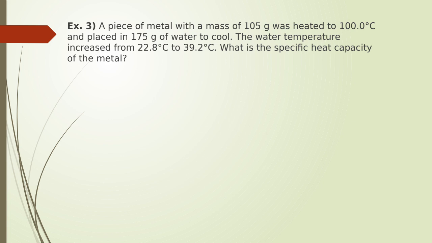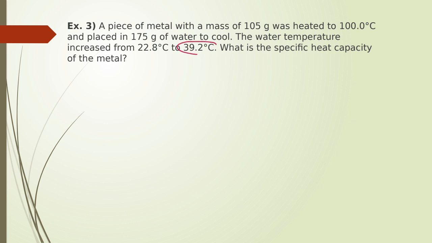Here's another good example that is an application of our MC delta T formula. So what they're doing here is they're taking a piece of metal with a mass of 105 grams, and it's hot, it's 100 degrees C, and they're going to place it in a different substance. They're placing it in water to cool down. And it says that the water temperature increased from 22.8 to 39.2.